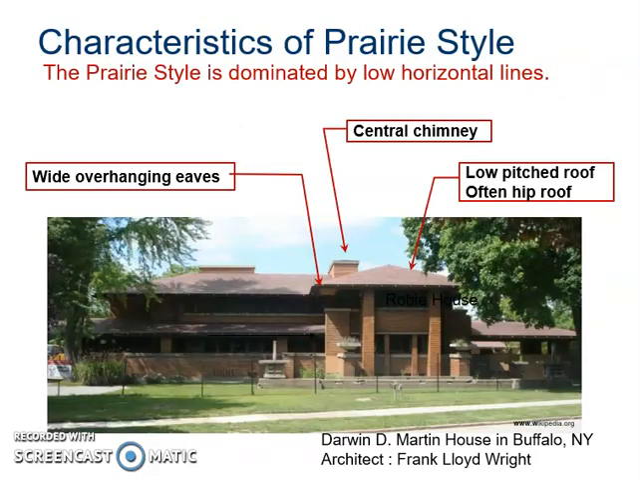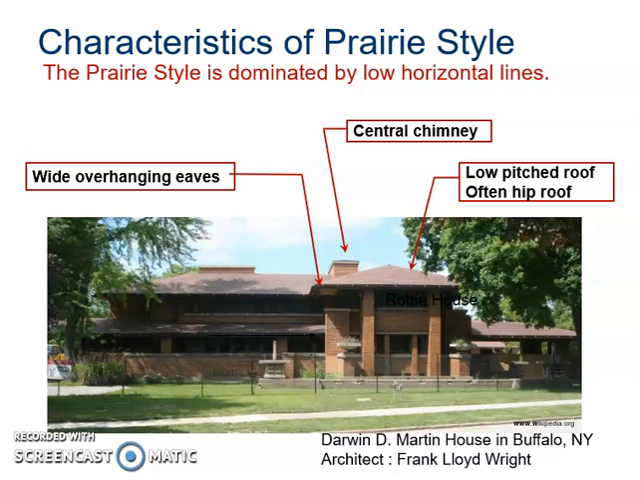The most dominant characteristic of Prairie-style architecture is that they have low horizontal lines. That contributes to a low profile, including a low-pitched roof and wide overhanging eaves. Most Prairie-style homes also have a central chimney. The interior design of Prairie-style homes typically includes an open floor plan.